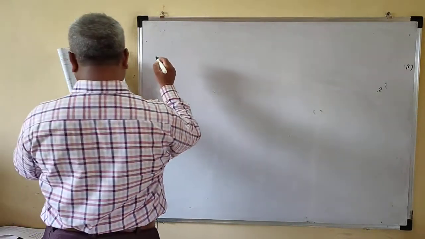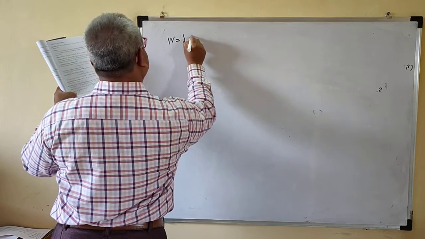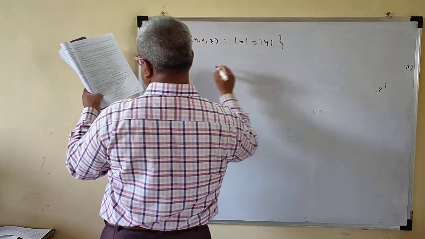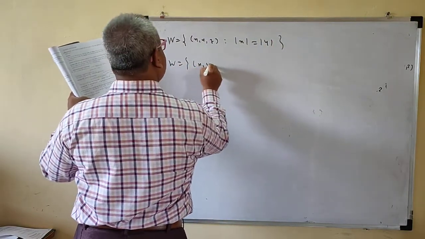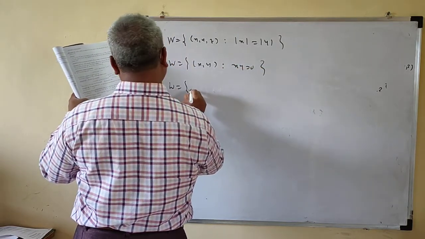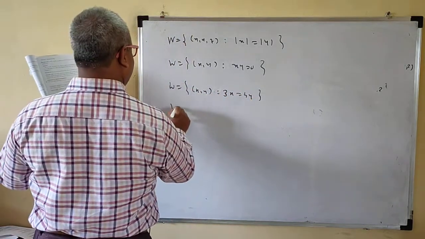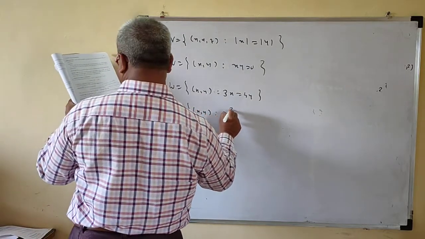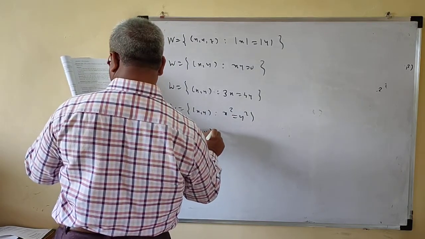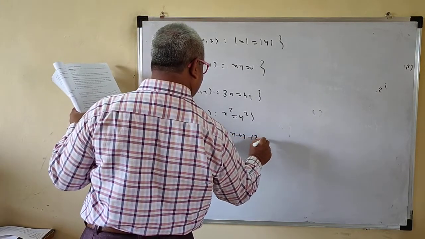Okay, one more thing we will do, this problem actually. Suppose W is the set of (x, y) such that mod x is equal to mod y. Then W is the set of (x, y) such that xy is equal to 0. Then W is the set of (x, y) such that 3x is equal to 4y. W is the set of (x, y) such that x squared is equal to y squared. W is the set of (x, y, z) such that x plus y plus z is equal to 1.